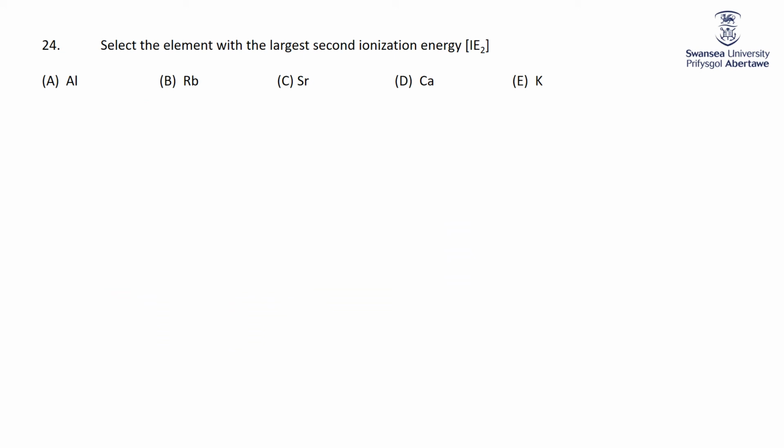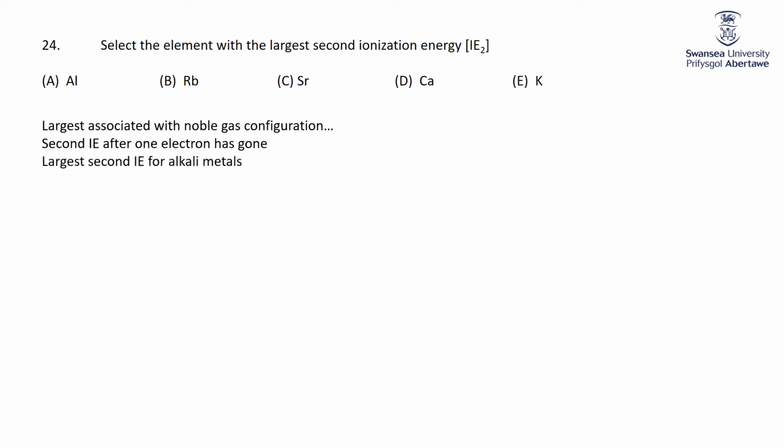Second ionization energy, so that's removing a second electron. Well, in any set of ionization energies, the largest value is that associated with removing an electron from a noble gas configuration. So noble gases have the biggest first ionization energy. But the second ionization energy, as I said, is after one electron has gone. So after one electron has gone for the alkali metals, then you've got a noble gas configuration, which means now removing that second electron is really tough to do.